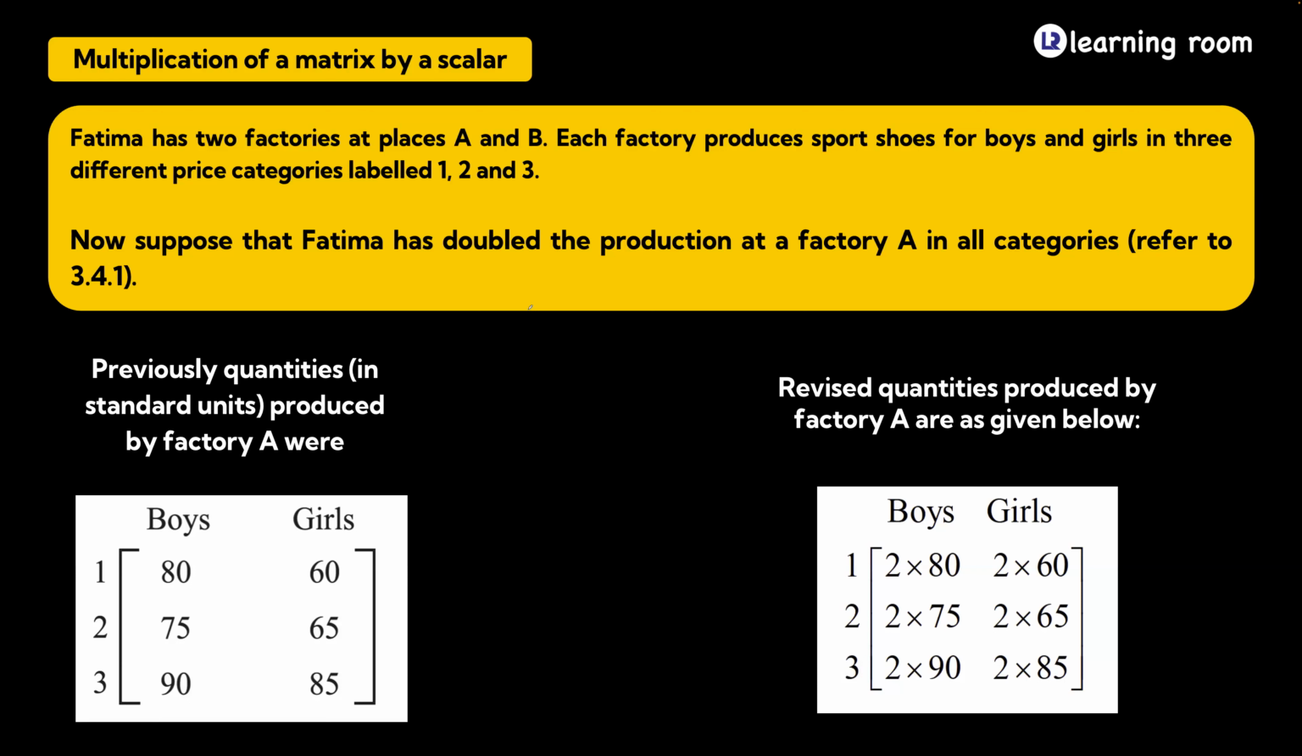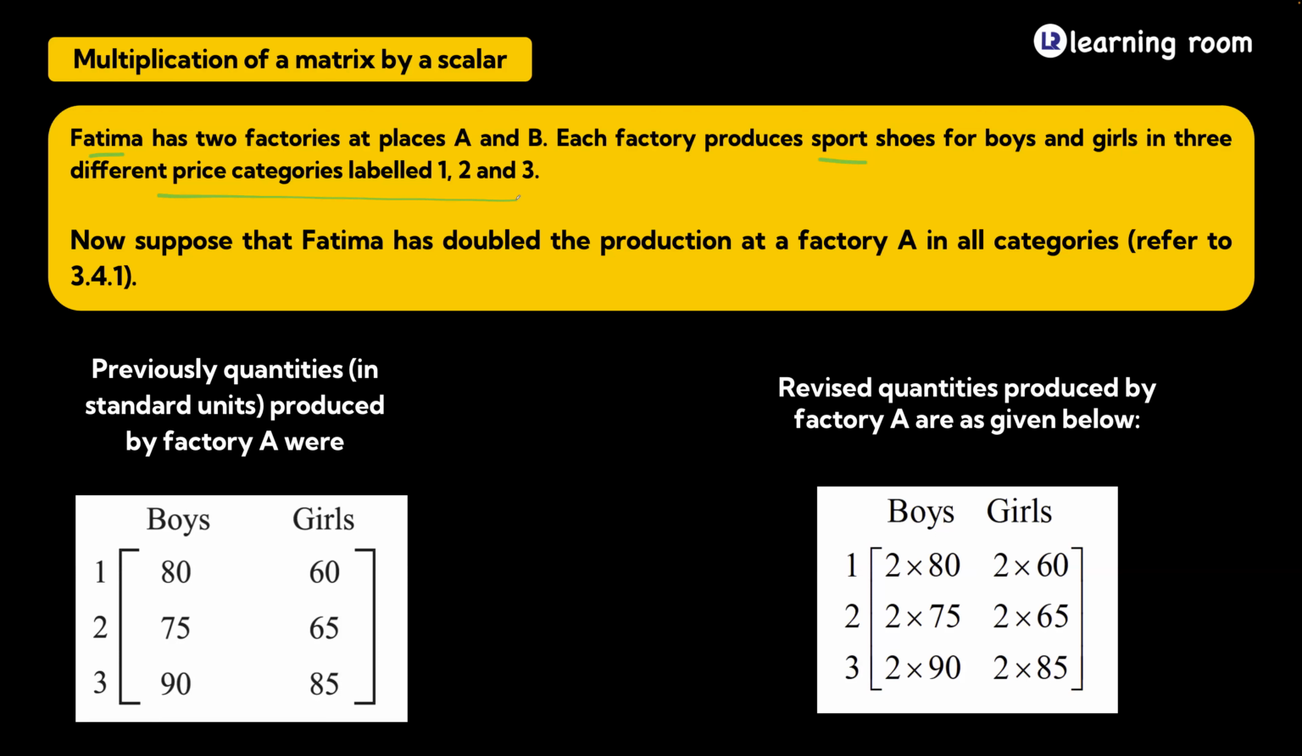Okay. So Fatima has two factories, A and B. Each factory produces sports shoes for boys and girls in three different price categories labeled 1, 2, and 3. Now suppose that Fatima has doubled the production at factory A in all categories. We already have the data set, the previous data set that we have in our hand. So I took it from there. It is going to be 80, 60, 75, 65, 90, 85. In factory A, the production is getting doubled. So when I say doubled, can I take all these elements and just multiply them with 2?